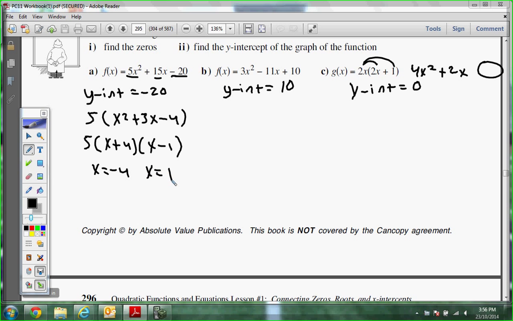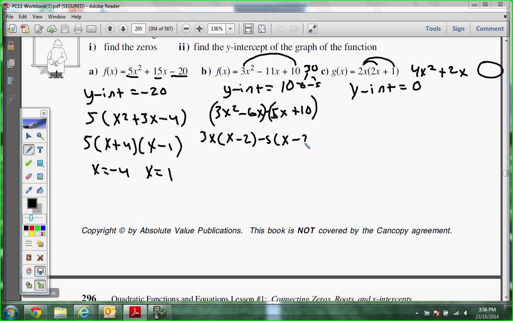Good. Okay, and this one, I can't GCF, so I have to decompose. So I have to do my 30. Factors of 30 are 1, 1, negative 6, negative 5. So here we go, 3x squared minus 6x minus 5x plus 10, group. I pull a 3x out, gives me x minus 2. I pull a negative 5 out, gives me x minus 2. 3x minus 5 times x minus 2 equals 0. So, what are the zeros there? 5/3 and 2. Good.